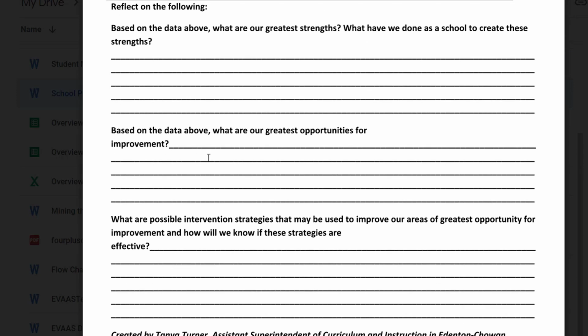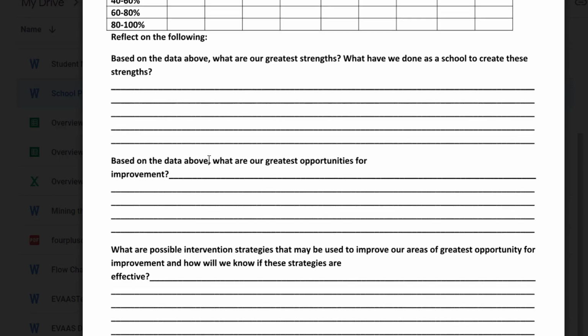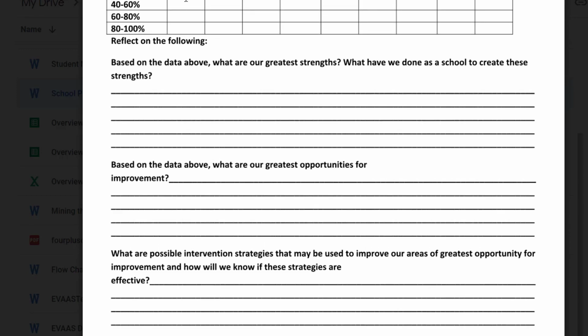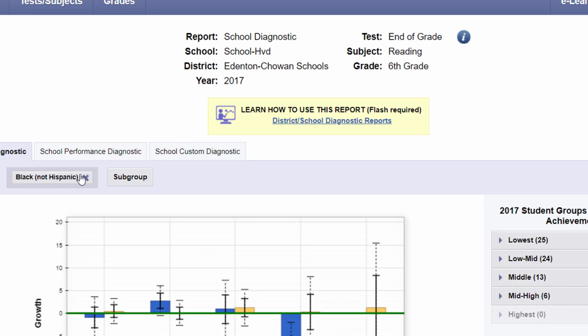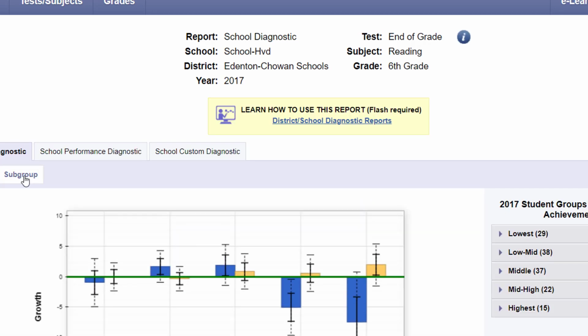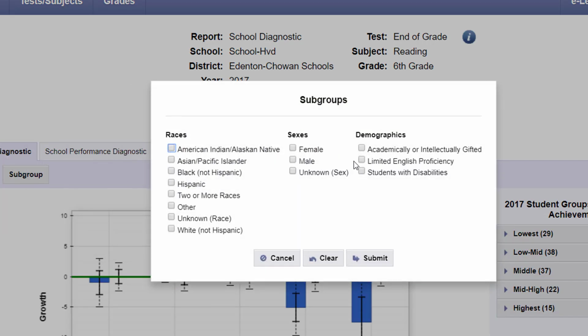We also need to ask ourselves what our greatest opportunities for improvement are. Well, we noticed at the very beginning when we were looking at our all category that we were not meeting the growth of our highest and our next to highest students. So we need to figure out what are we not doing with those particular students. I could even come back to my chart and say, well, let me check out my AIG students since my high performing students are not doing well, and see what that particular category looks like.